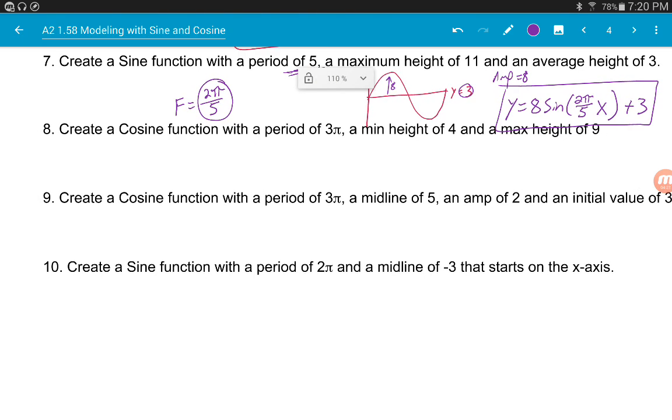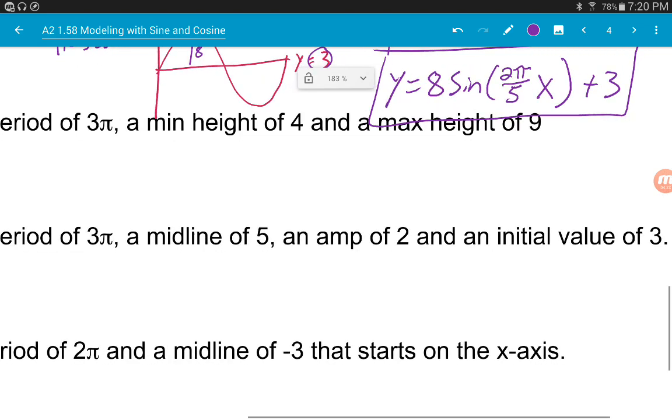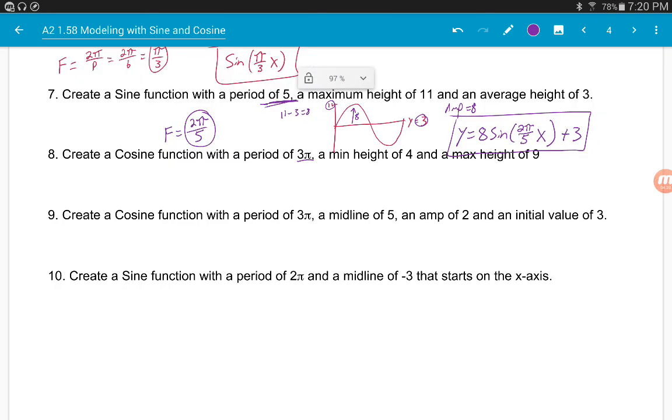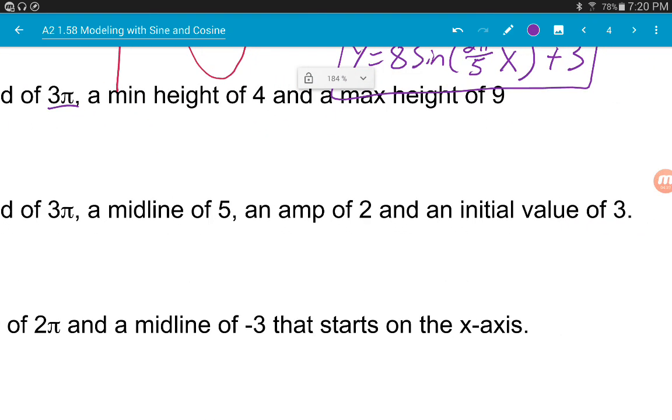Now let's look at question 8. Question 8 is a cosine function with a period of 3 pi, a minimum height of 4, and a maximum height of 9. So let's look at what this function looks like. It's a cosine function, and it looks like that. It has a minimum height of 4 and a maximum height of 9.